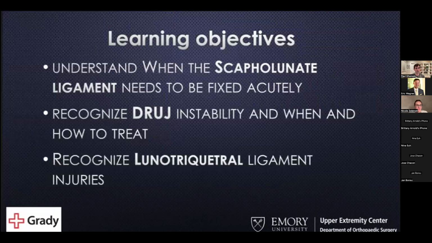My learning objectives for the talk were to understand when the SL ligament needs to be fixed acutely, recognize DRUJ instability in the setting of a distal radius fracture, and when and how to treat it. And to recognize LT ligament injuries. I didn't go too far into that because I didn't think non-hand surgeons would really be fixing that too much.